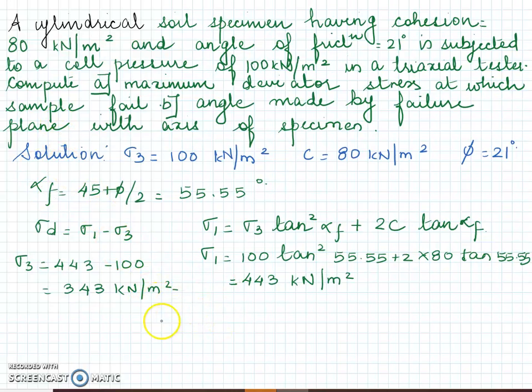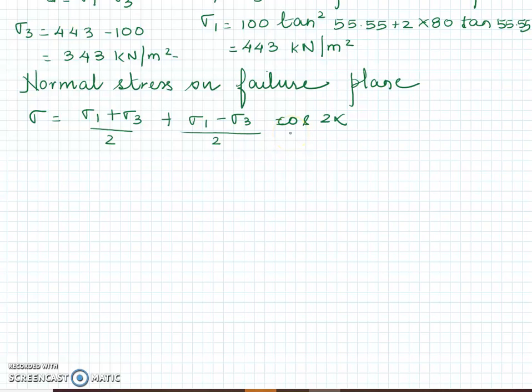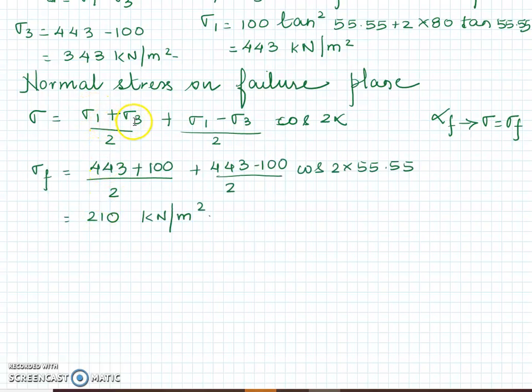Now, let's find something more because we don't have time to solve many problems. Let's say you were asked to find the normal stress on the failure plane. How would you find it? Remember the general equation for C-phi soils that we just studied, we revised it. So this is a general equation. Now we know the value of alpha f. So at alpha f, your sigma will be sigma f. You again substitute everything in this particular equation. Substituting the values of sigma 1, sigma 3, alpha, you get sigma f equal to 210.